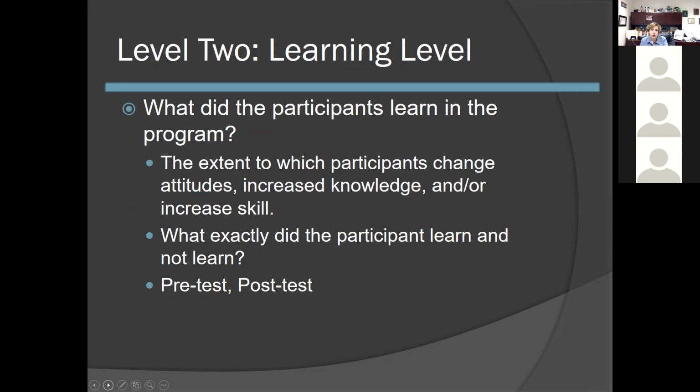Okay, level 2 is our learning level. So what did the participants learn in the program? You're looking at the extent to which a participant changes their attitudes, increases their knowledge, and/or increases their skills. You're trying to find what exactly the participant learned or did not learn. Again, this can be done through a pre-test or a post-test.